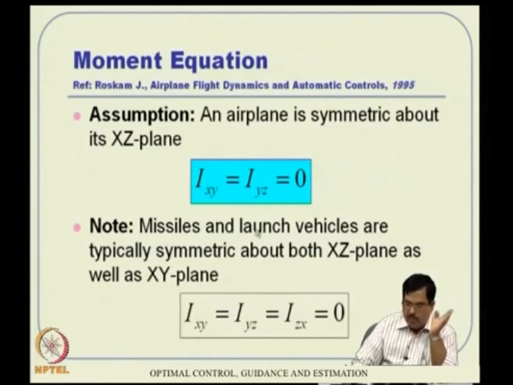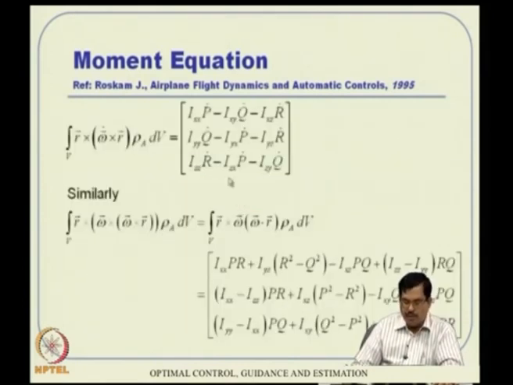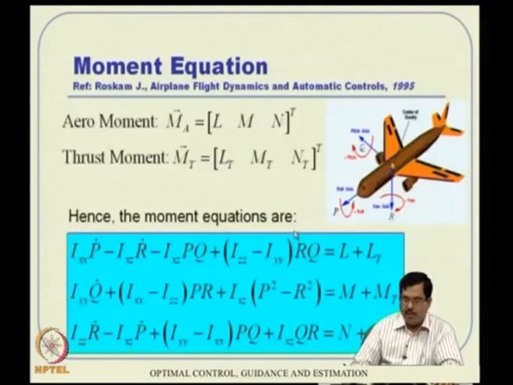In addition to that, missiles and launch vehicles will have symmetry about both the XZ and XY planes. So all these cross moments of inertia will be 0 in those situations. Otherwise, this is anyway true for aircraft also. That will bring further simplicity to these equations. You will be left with only these equations, because the applied aerodynamic components are L, M, N and thrust like that.